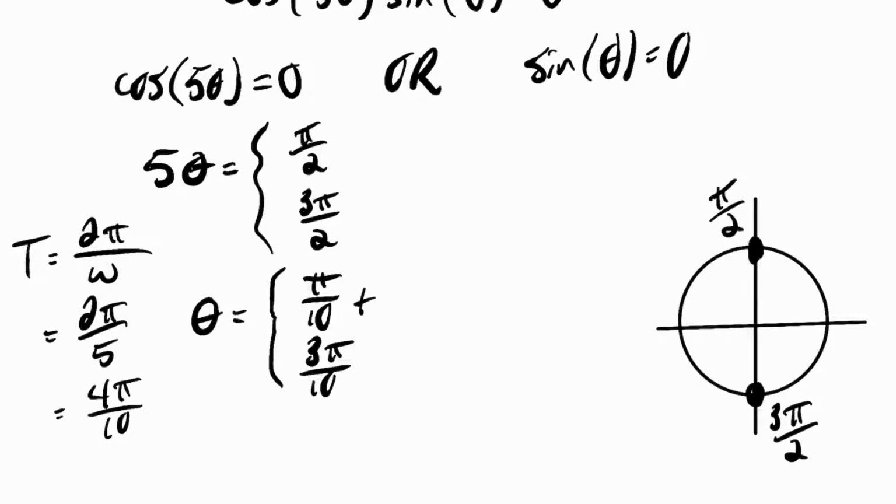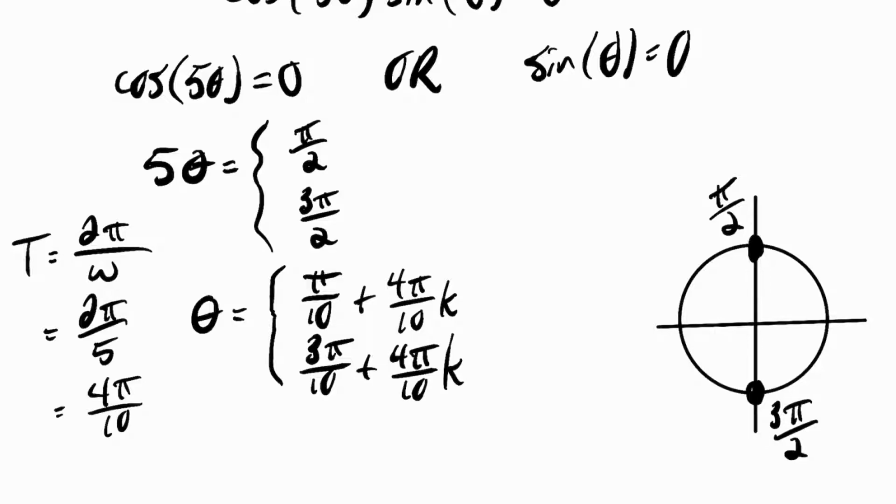So I'm going to add multiples of 4 pi over 10, so 4 pi over 10 k. So k could be 1 or 2 or 3. I'm adding 4 pi over 10 some number of times. I'm adding the period some number of times. And I'll do that in both levels. 4 pi over 10 k.